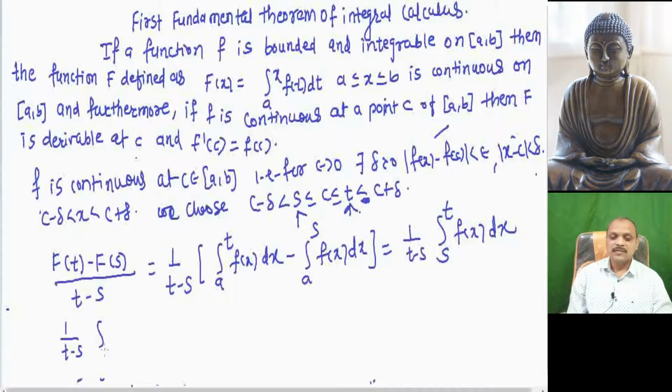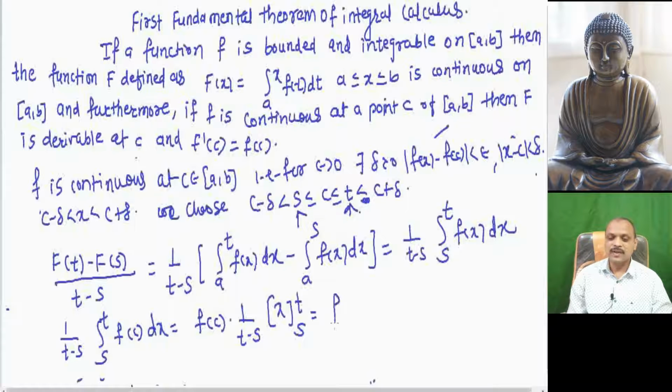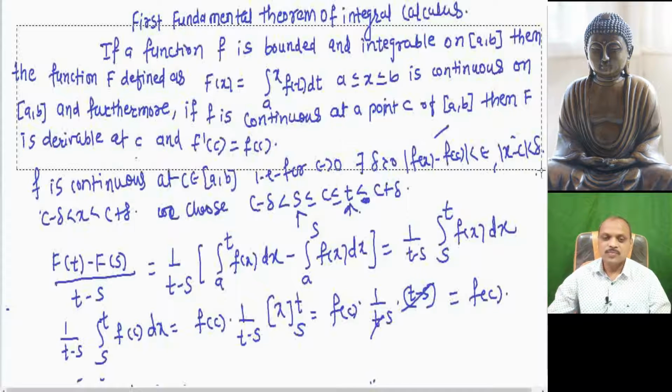and 1 divided by t minus s into integration s to t f of c dx equals, f of c being a constant, f of c times 1 divided by t minus s. Integration of dx is x between the limits s to t, equal to f of c into 1 divided by t minus s into t minus s. T minus s, t minus s get cancelled and we have f of c. So let us put this value here.